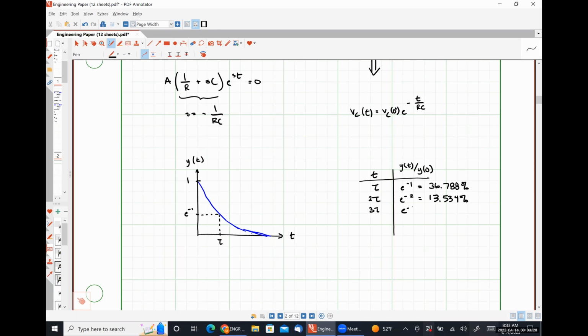And 3 time constants will be down to e to the -3, or 4.979%. And 4 time constants will be at e to the -4, or 1.832%.